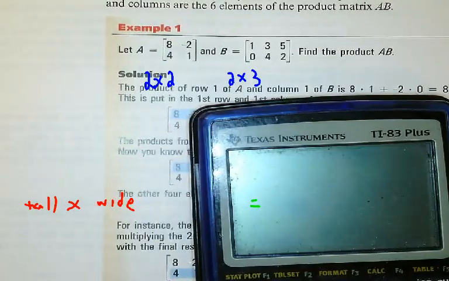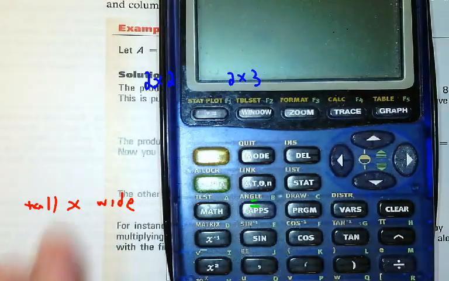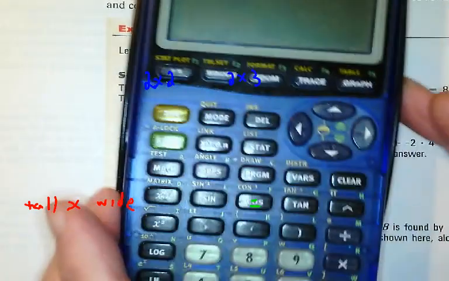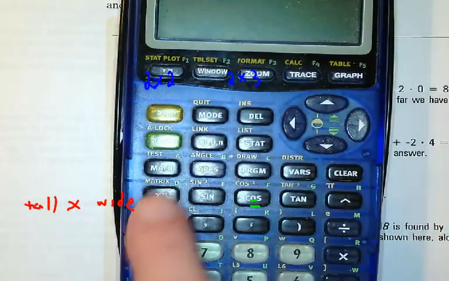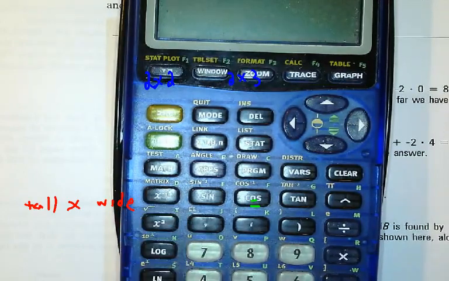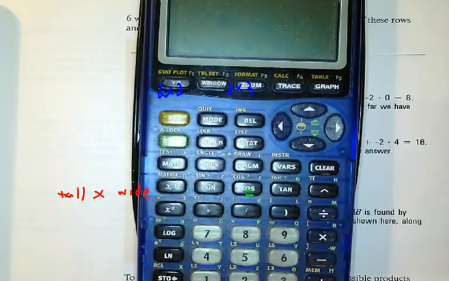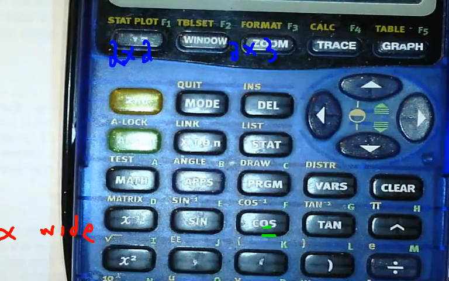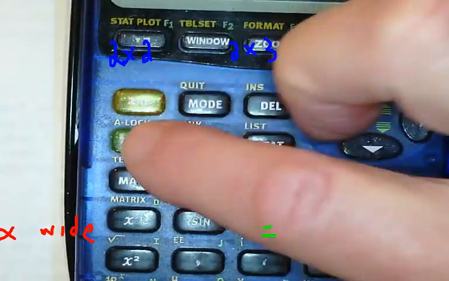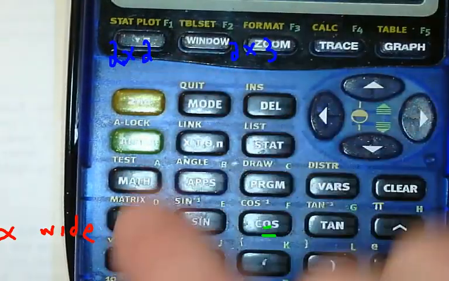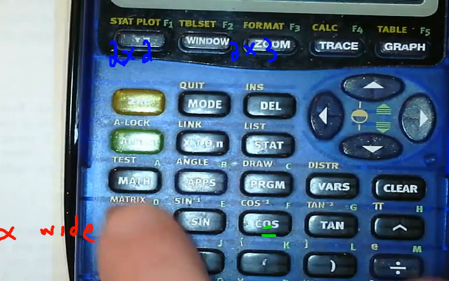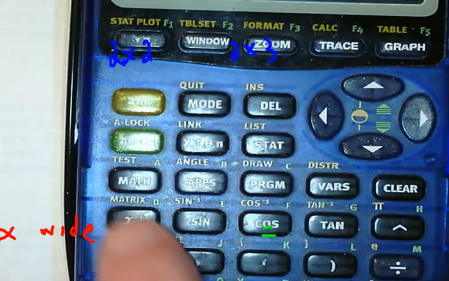Okay, now, where is matrix? Now, every calculator is different. This is an older calculator. You're looking for the word matrix. So if you look at my calculator, you'll see 1, 2, 3, 4. The 5th button down, right above it in yellow, is the word matrix, right?